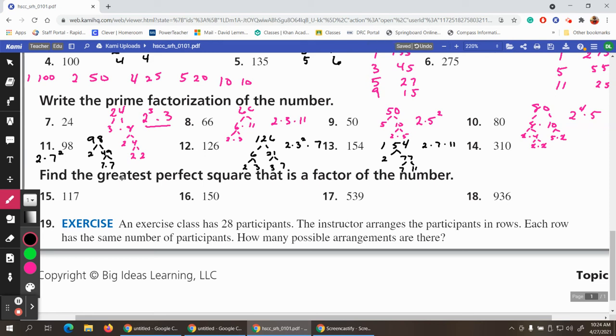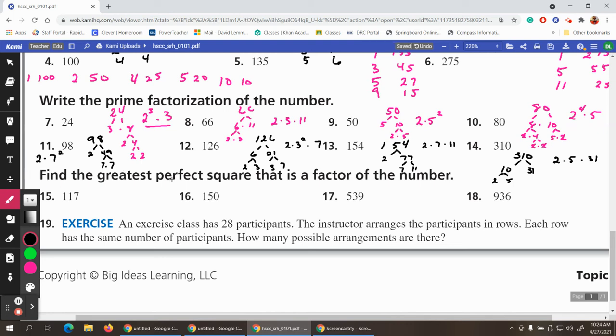Let's see here. We have 310. I know 10 works, right? We know 10 works. That's 10 and 31. 31 is a prime number, so that stops. This is 2 and 5. There's my prime. So this is 2 times 5 times 31. Again, big number, but the factorization for it is pretty simple.